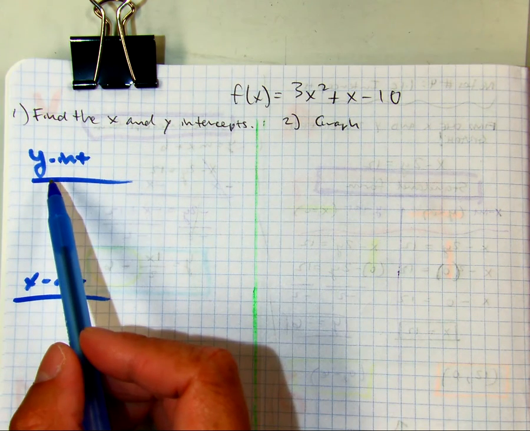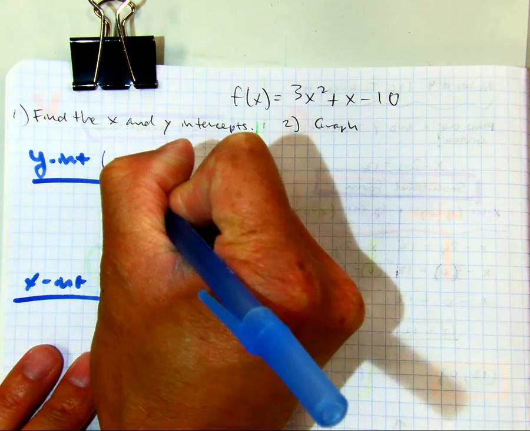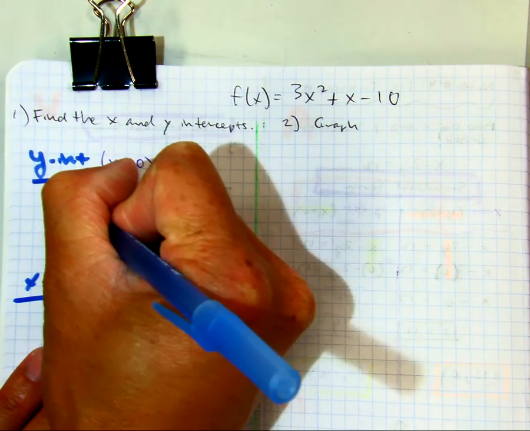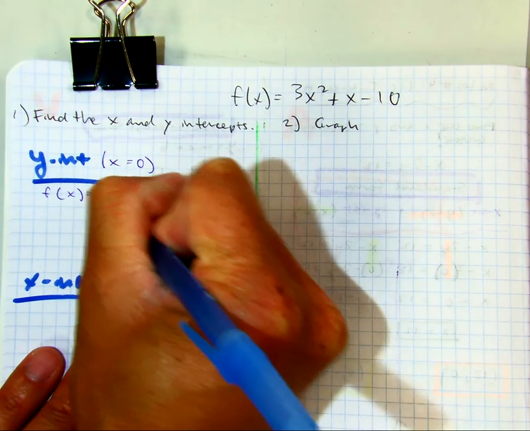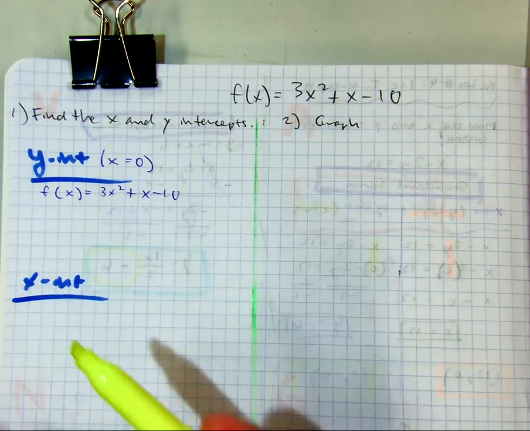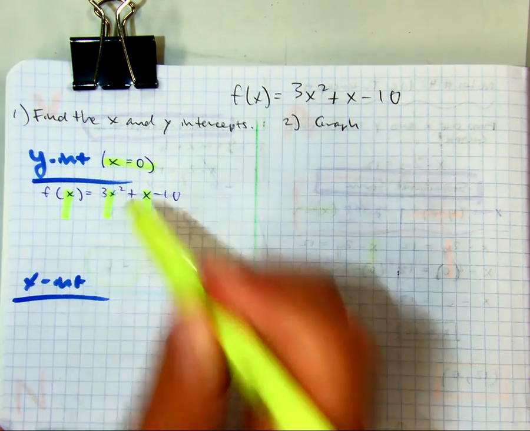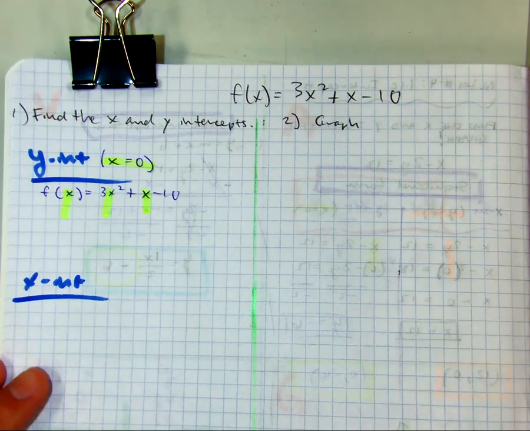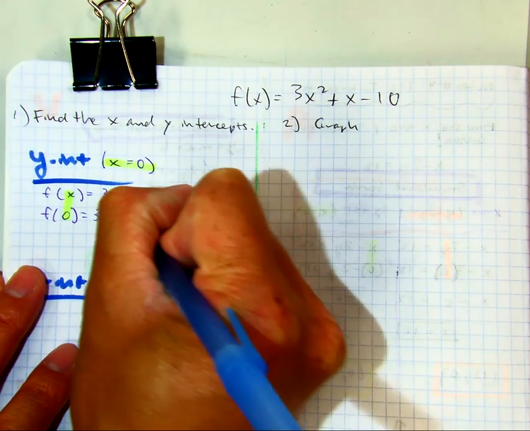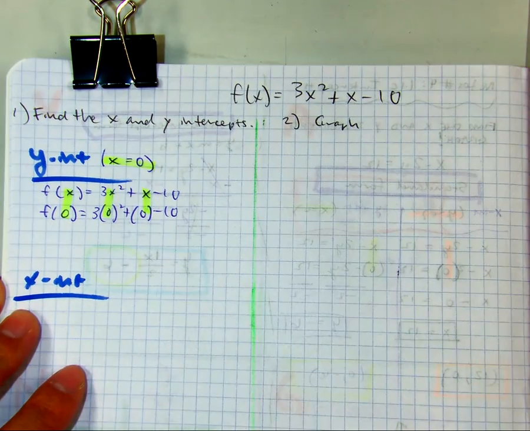Alright, to find the y-intercept, you do what? You're making what 0? X is 0. Write the original. Then every x value you're making 0. Function notation, you're making f of 0 equal 3 times 0 squared plus 0 minus 10. Make sure you're using your parentheses.